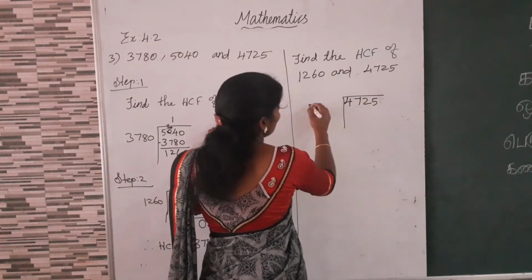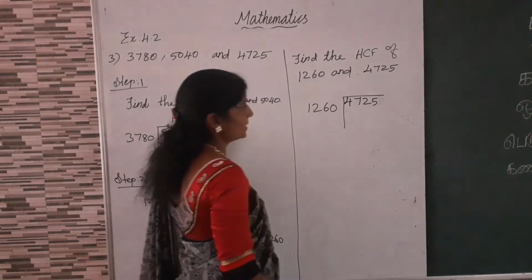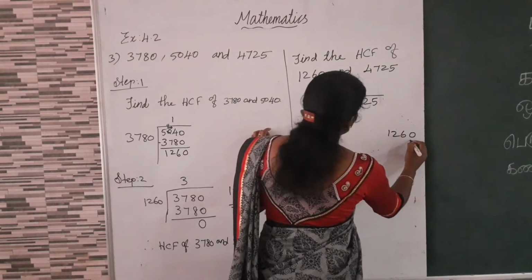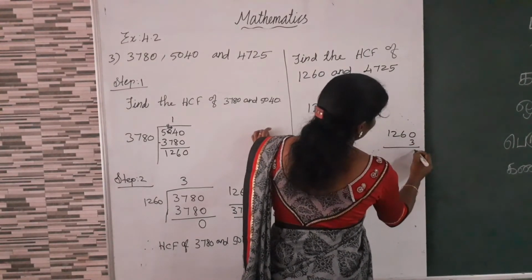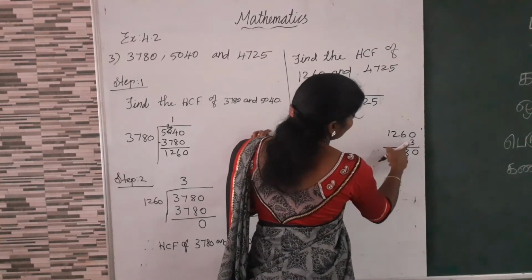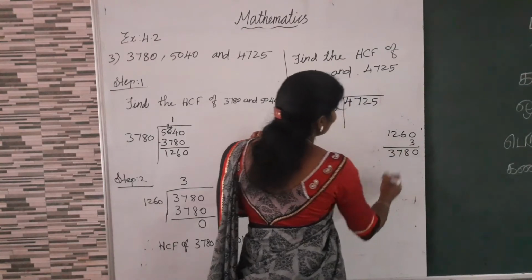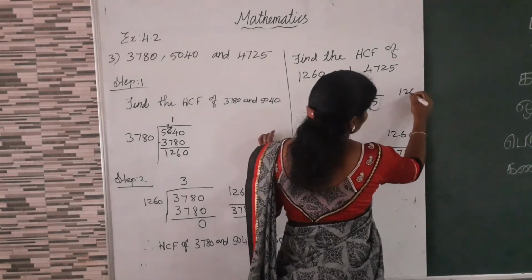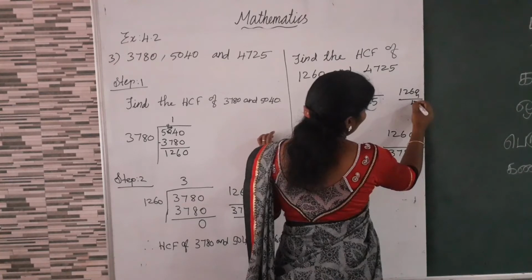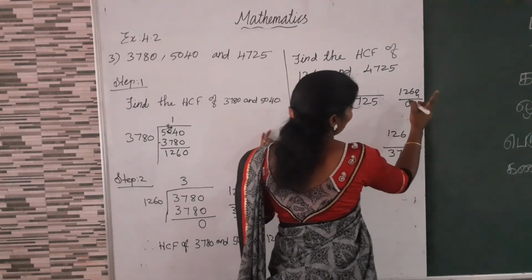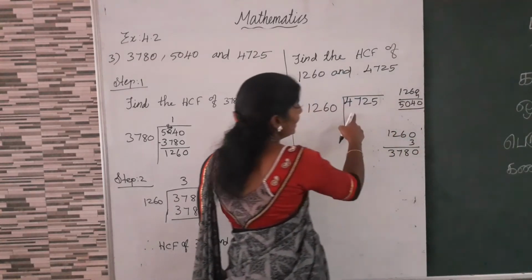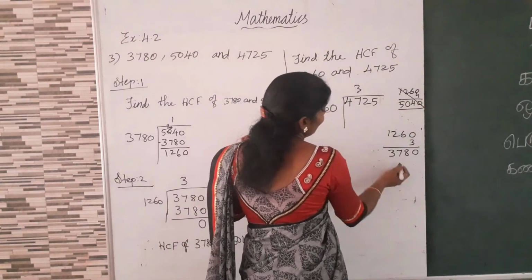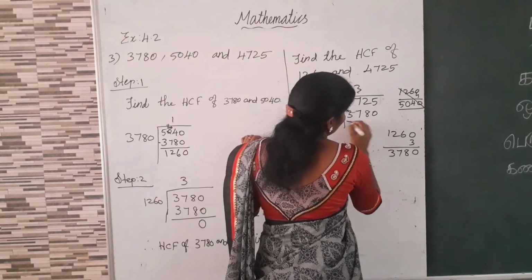Okay. Now here, which is the bigger number? 4725. This is the small number, 1260. How many times? 3 times means 3780. 4 times means 5040. But here it is 4725, so we can't take 4 times. We take 3 times, 3780. Now we can subtract it.